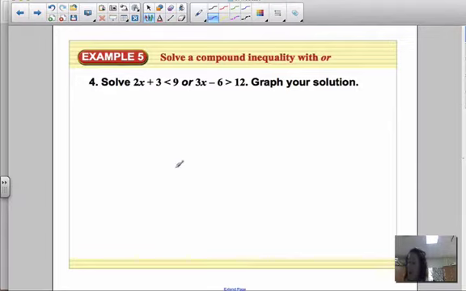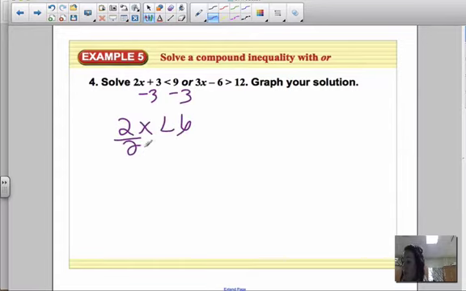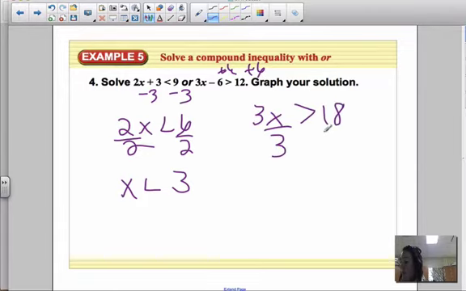Okay, now an or statement. Or statement, very similar, however, it needs to stay as an or statement. You can't combine them as one. So again, we're going to solve for x by subtracting 3 on both sides. Divide by 2. X is less than 3. Over here I add 6. So I have 3x is greater than 18. Divide by 3. X is greater than 6. It is an or statement.